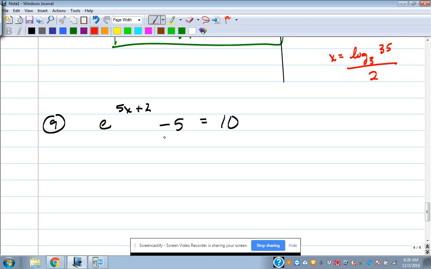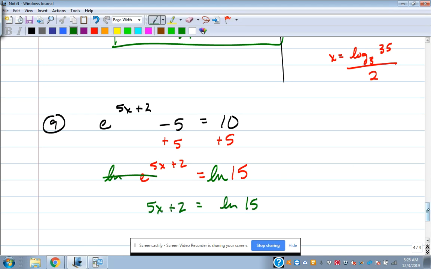Add 5. So get your like terms together. e to the 5x plus 2 is equal to 15. Now what? Natural log, ln, that's right. The base, log base e, is the natural log, so we're going to take the natural log of each side. Those cancel out. There's 5x plus 2 is equal to the natural log of 15.